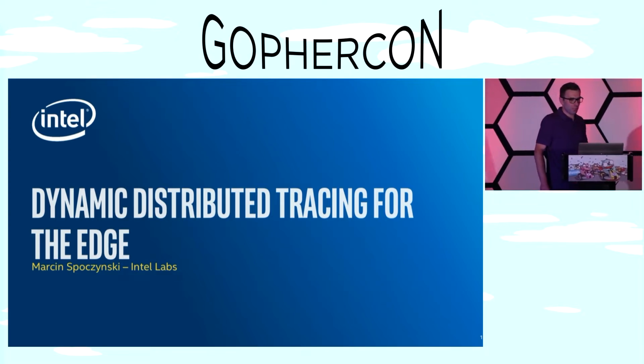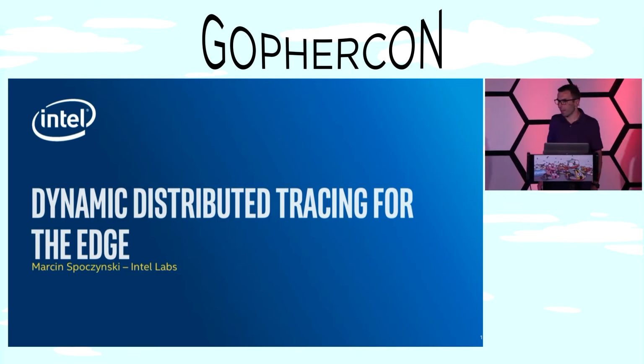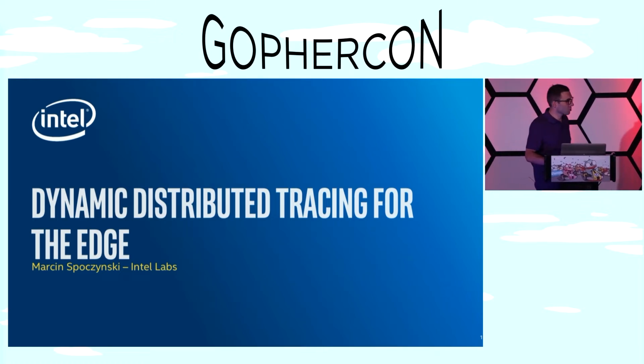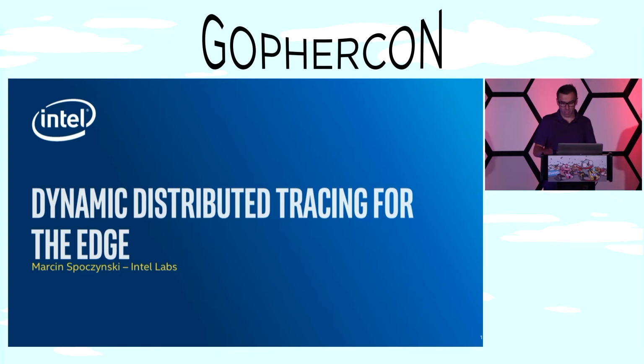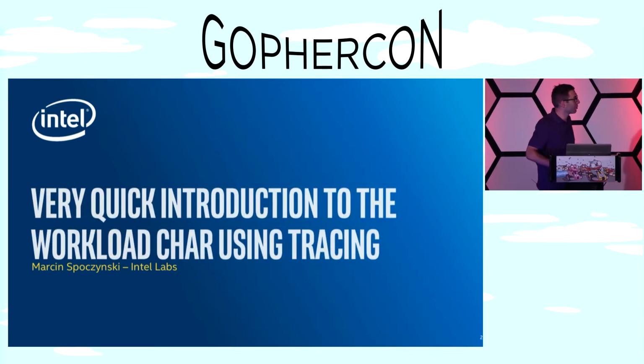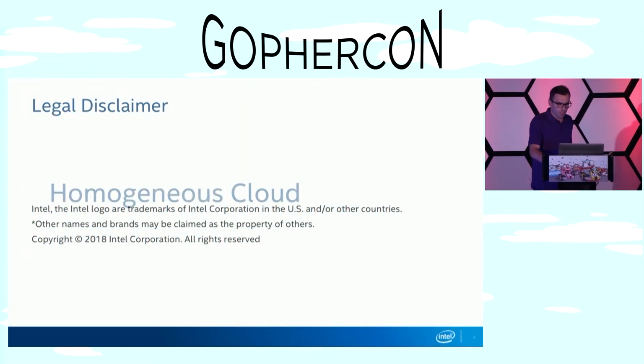I'm supposed to be talking about dynamic distributed tracing for the edge, but we had a great talk before about observability and tracing, and lots of the things were covered. So we change a little bit. It will be a very quick introduction to workload characterization using tracing.